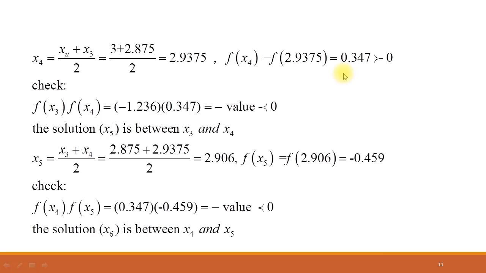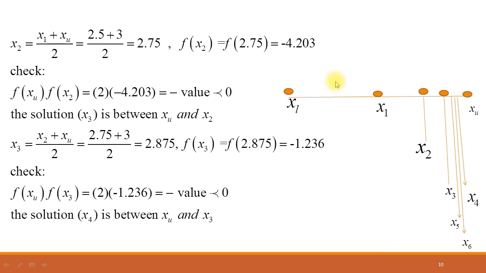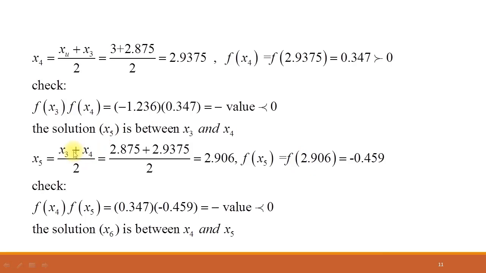But dear students, note from the previous slide that the function has negative sign at x3. So the x5 root lies between x3 and x4. The product of the function values at these two is less than 0, meaning one value is negative and the other is positive. This is the negative value of the function at x3 and this is the positive value at x4. So the next root x5 lies between x3 and x4.